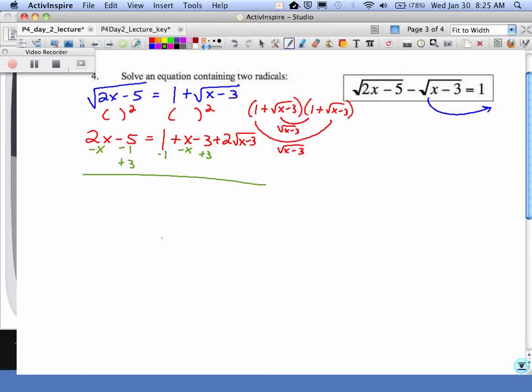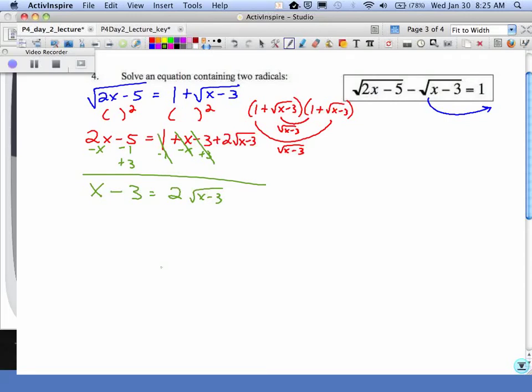What's 2x minus x? X. What's negative 5 minus 1 plus 3? 1 minus 1 is gone. X minus x is gone. Negative 3 plus 3 is gone. So the only thing left over there is 2 times x minus 3 under the square root.